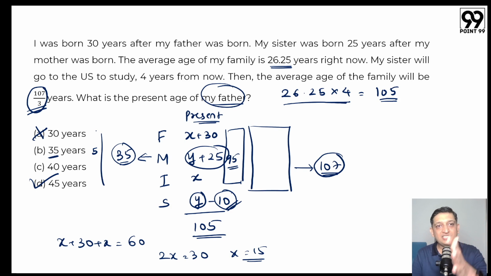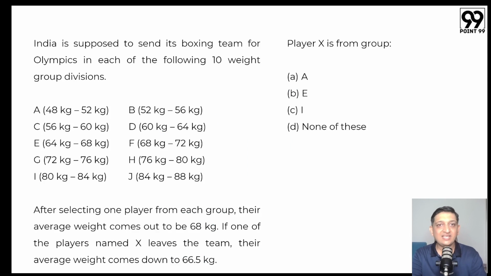The average age, or after 4 years, if you look at it, the total will not come to 107 if you go with this logic, and that is what will make it slightly difficult. And that is where you will have to look at all the options and then figure out that 45 is our answer. It's not a difficult question once you know how to make these equations and solve it. So just try to make this equation, solve it, and you should be fine. Let's look at the next one.